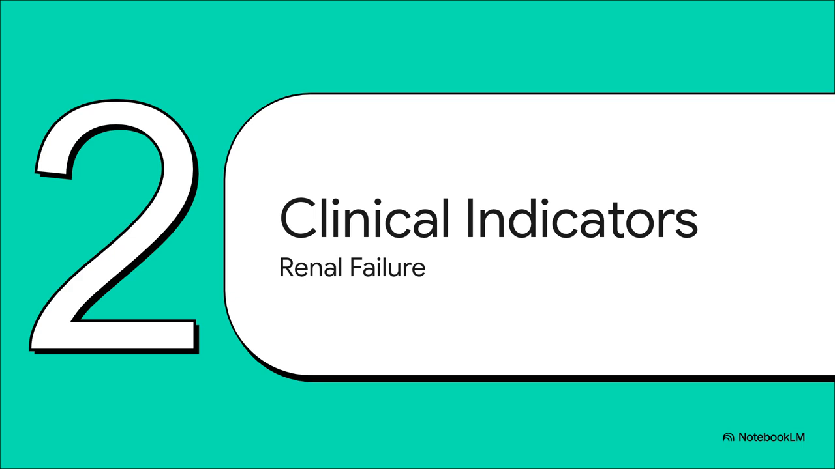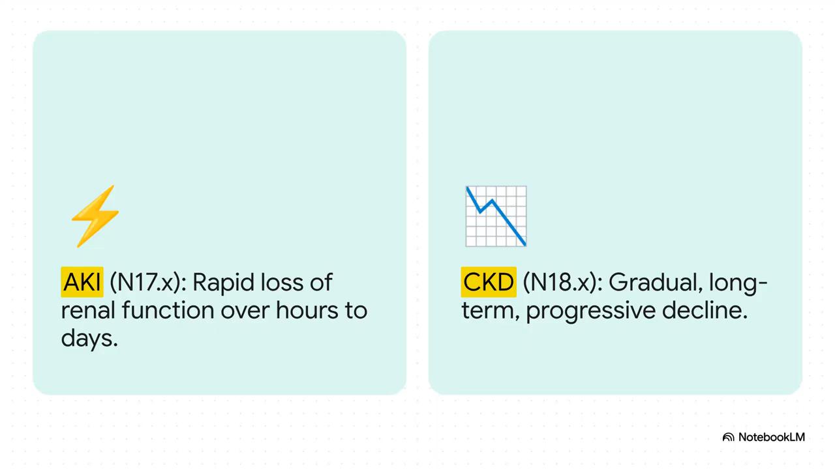Moving right along to Section 2, Clinical Indicators for Renal Failure. Before we even think about assigning a code, we gotta know what we're looking for in the labs. We absolutely must differentiate the sudden, rapid onset of acute kidney injury from the slow, progressive decline of chronic kidney disease. AKI, which you'll find in category N17, happens incredibly fast, over a period of hours to days. You're going to spot this in the chart when you see a sudden, sharp elevation in the patient's current serum creatinine compared to their baseline, or maybe a massive spike in BUN. You might even see hyperkalemia or sudden oliguria.